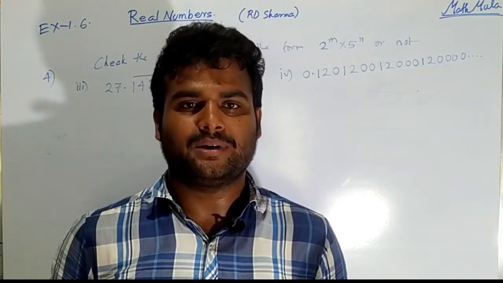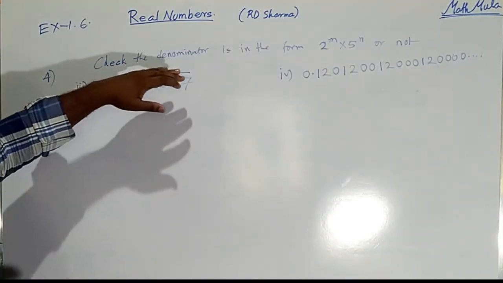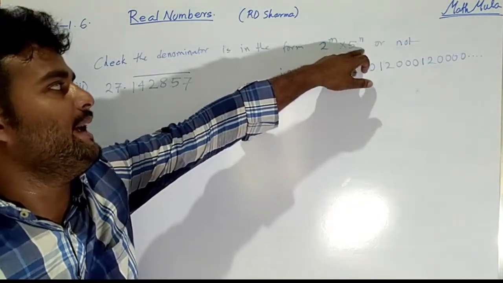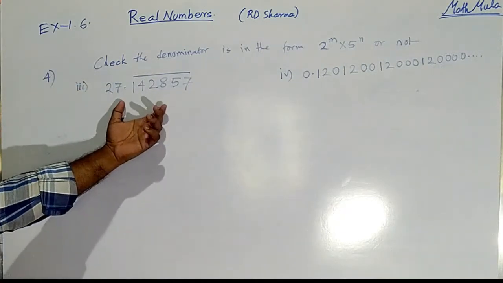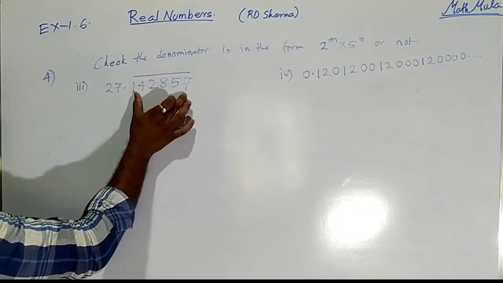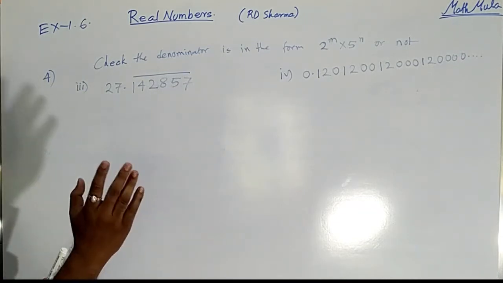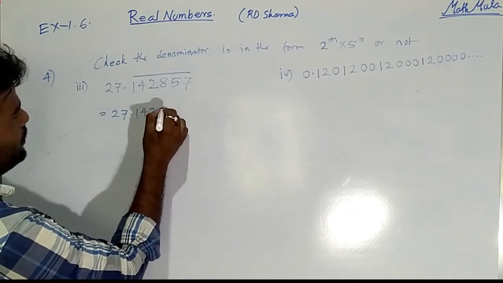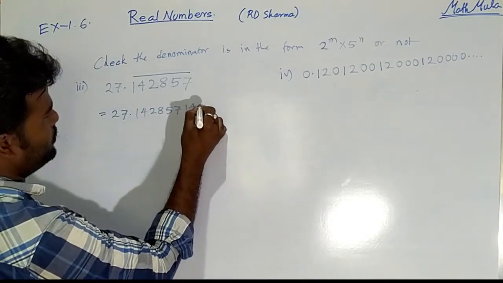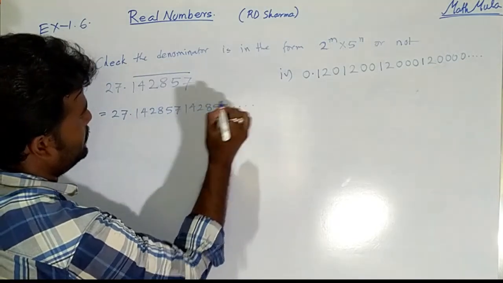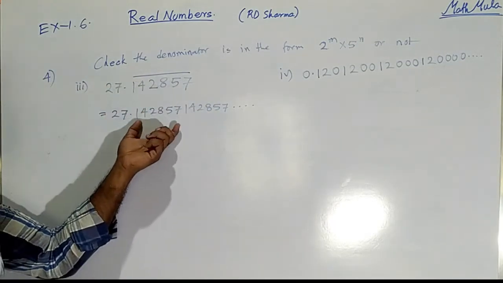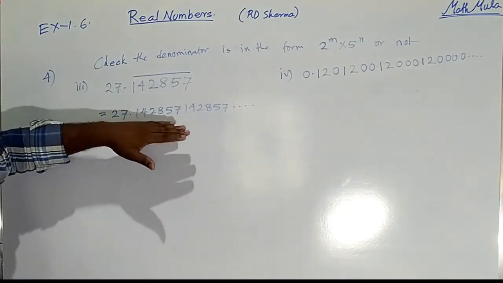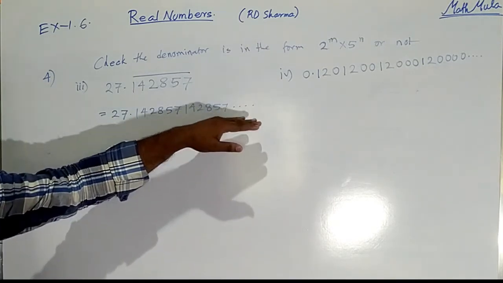Now we solve sum number 4. Check whether the denominator is in the form 2 to the power m into 5 to the power n or not. Now for this number, part 3, we look, the decimal expansion is non-terminating but repeating. It can be written 27.142857142857 dot dot dot. That means this block is repeated again and again. So the decimal expansion is non-terminating but repeating.